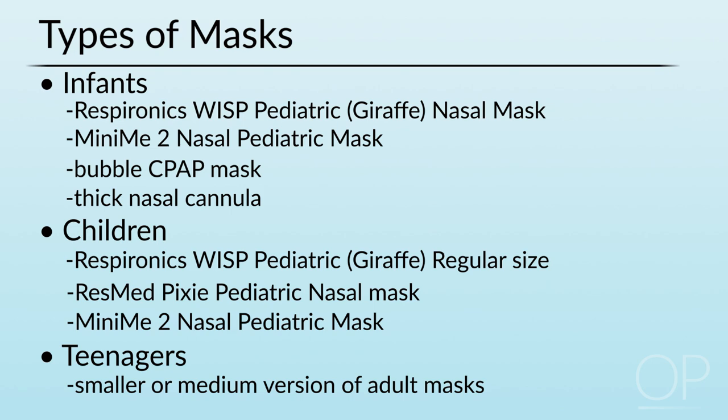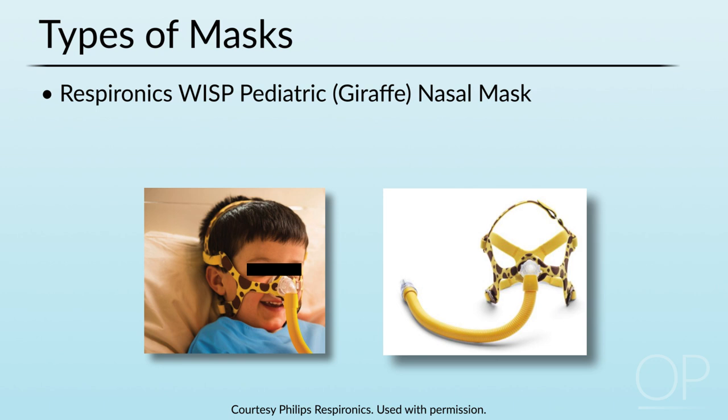This is your Respironics Wisp pediatric nasal mask. It comes with three size masks in a packet. One is for the infants, one is for small children, and one is for the teenagers. And this is a fancier mask, which is very child friendly and only a nasal mask. It has a Velcro adjusting headgear.